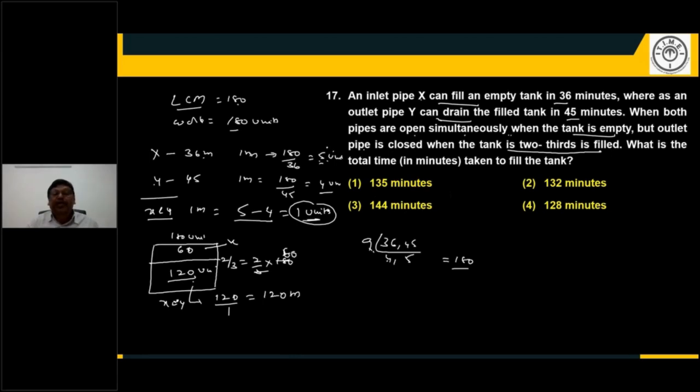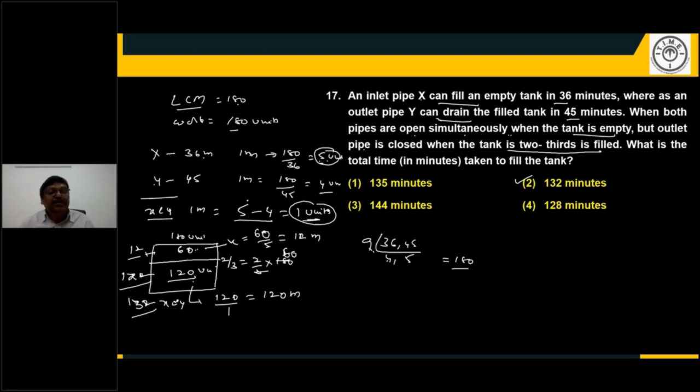X in 1 minute will do 5 units. To do 60 units, how much time does it require? You can say 60 by 5, it will take 12 minutes. For the first portion, you are taking 120 minutes; for this portion, 12 minutes. So the total time is 12 plus 120, 132 minutes.